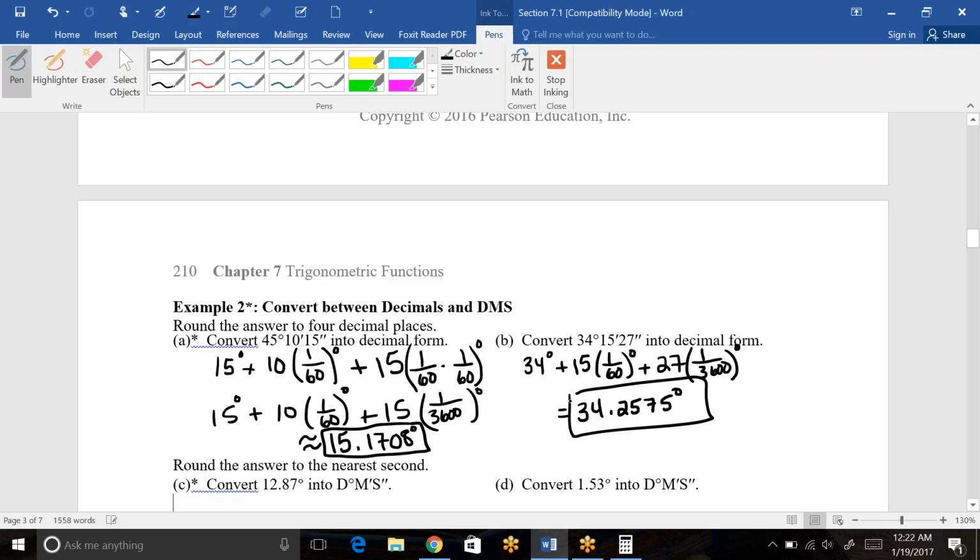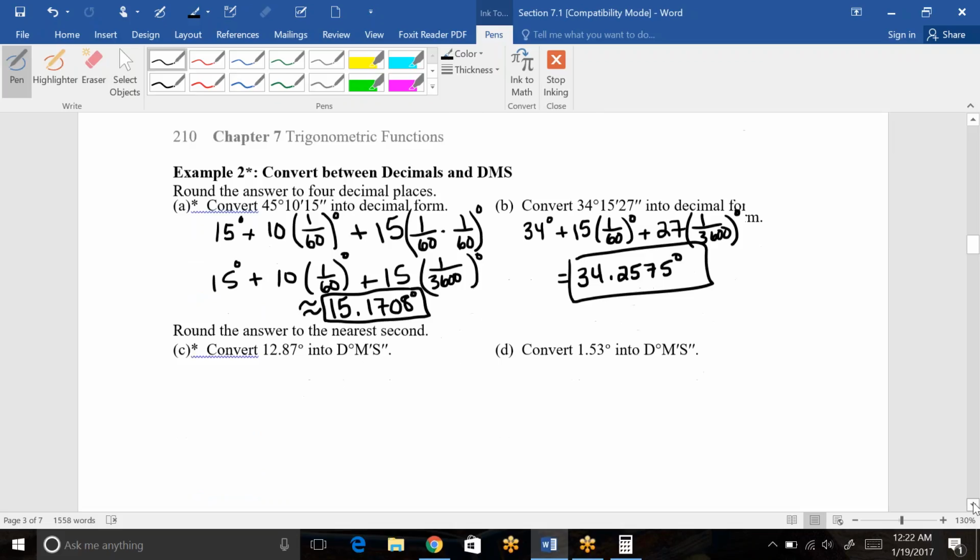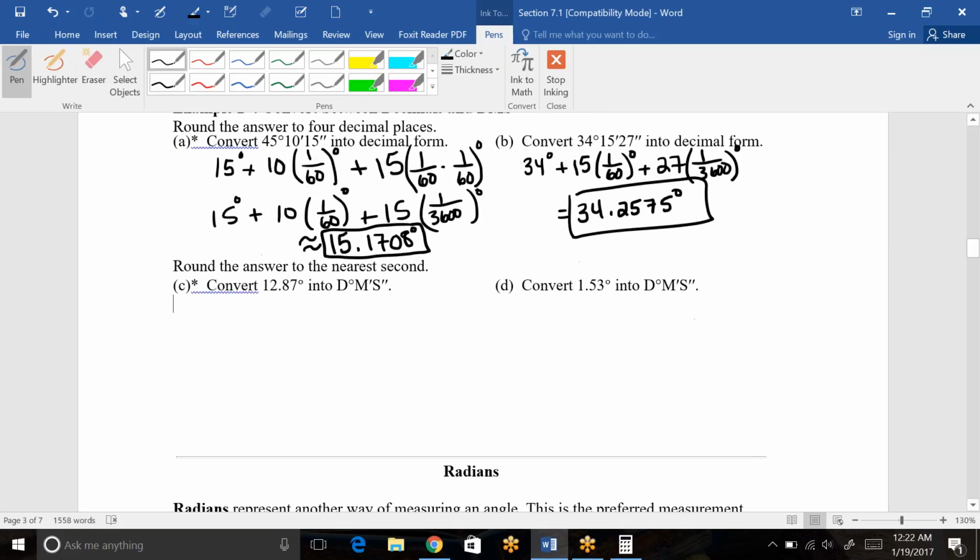Okay, so now we want to look at the next group, which means we're probably going to be going the other direction. This says convert this to the nearest seconds. So we have 12.87 degrees, and we want to write that into degrees, minutes, and seconds. In this case, we're going to take this degree decimal, and we're first going to convert it into minutes. And then if there's still a decimal approximation left over after that, we can then take that decimal piece and convert it into the seconds.